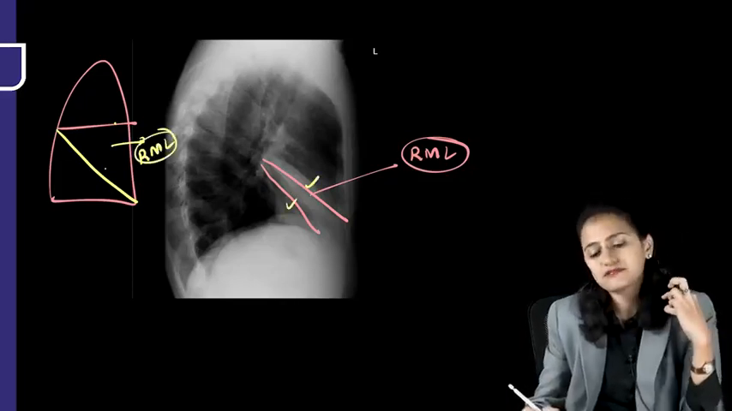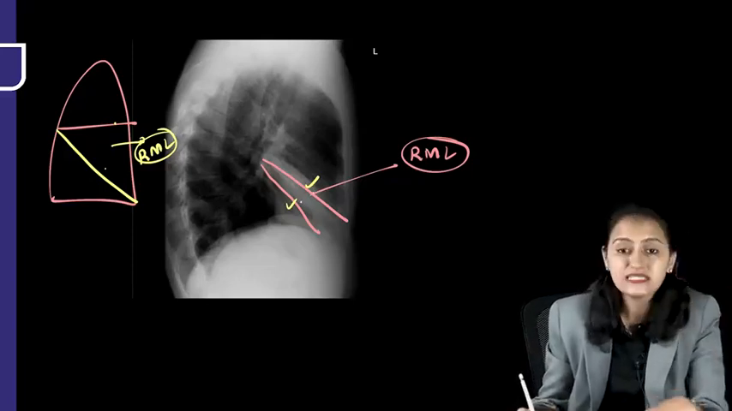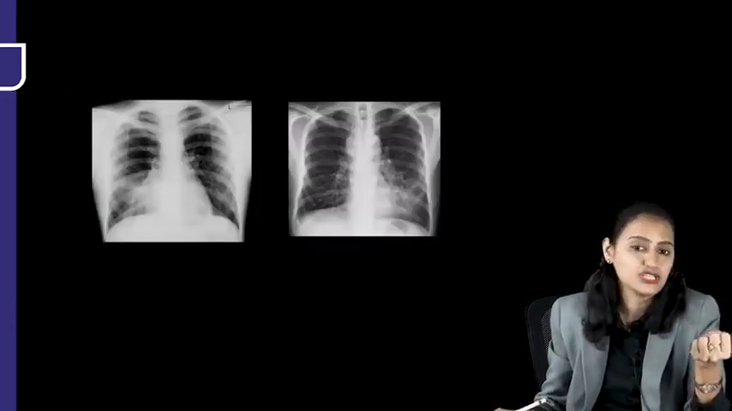These two lines, they represent the fissures. So in between the two fissures, we have the right middle lobe. So this is right middle lobe opacity. Next one, recent NEET PG exam question as well.